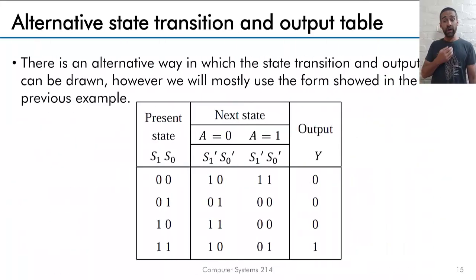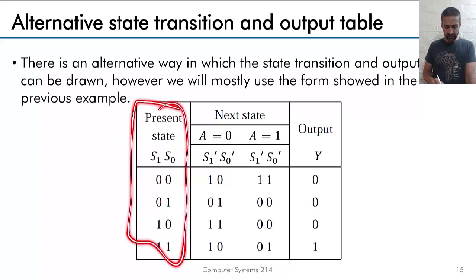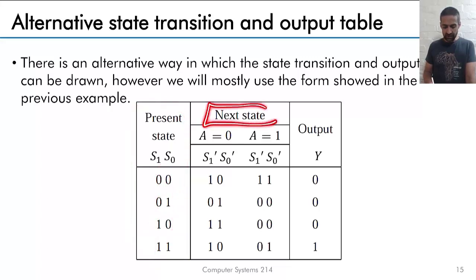There's an alternative way to draw that state transition and the output table in one table, and some of the textbooks do it like this. I prefer this method actually, just because that's what I am used to. In this one, you draw the present state. For each one of the states you give a number, and then you say the next state is something, and that something depends on my inputs. The input can either be 0 or 1, and depending on 0 or 1, it's either going to go 0, 0 to 1, 0 or 0, 0 to 1, 1.